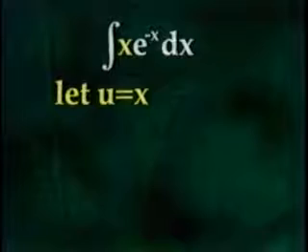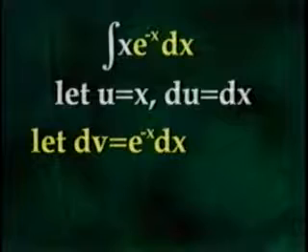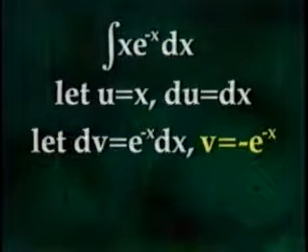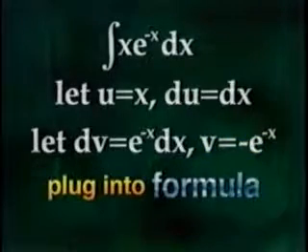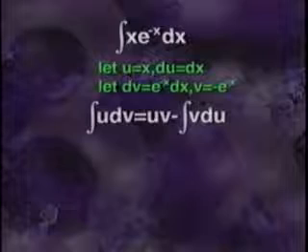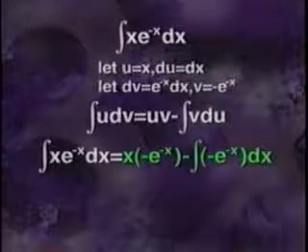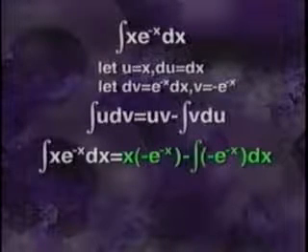To begin, we'll set u equal to x. Then, by differentiating, find du to be dx. Next we assign dv to be e to the negative x dx, and by integrating, find v equals negative e to the negative x. Now that we have these values, we can plug them into the formula and see if it holds water. The formula for integration by parts is u times v minus the integral of v times du. Plugging in the values we just found, we get x times negative e to the negative x minus the integral of negative e to the negative x dx.